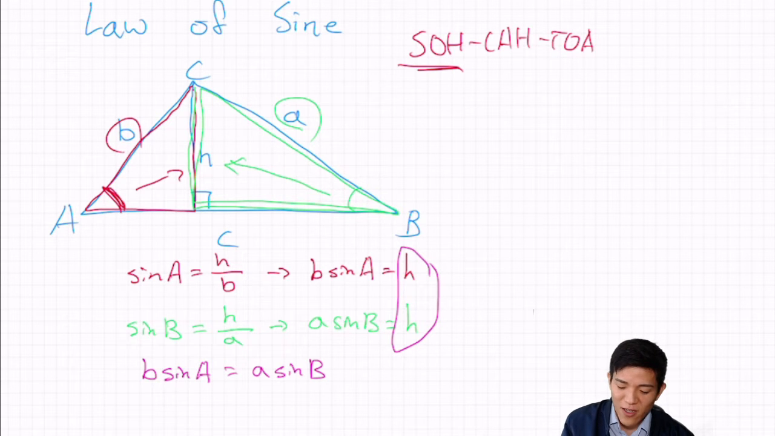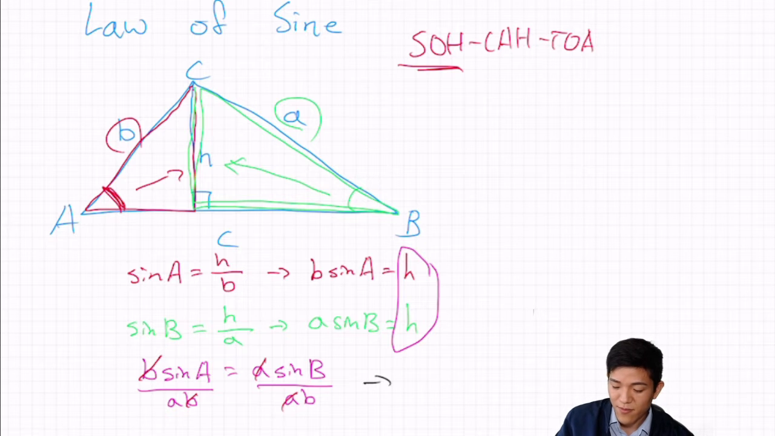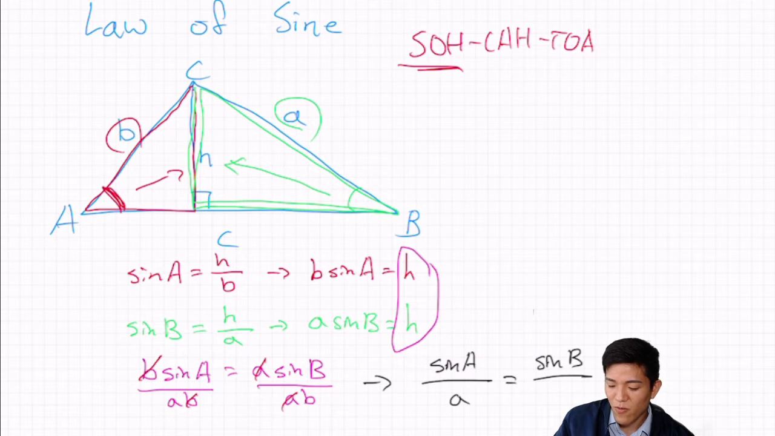To do that, we divide both sides by ab. With this, we can cancel b and b on the left and a and a on the right, giving us at the end our law of sines: sine of angle A over a is equal to sine of angle B over b. There we go. And the C also works the same. I'm not going to show it here, but it works the same.